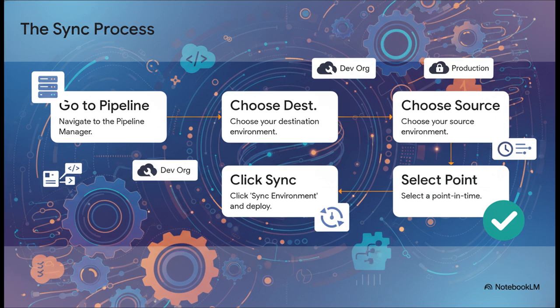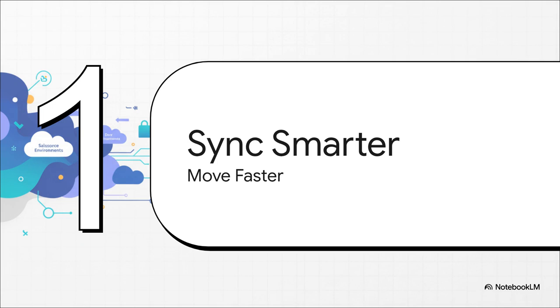You just hop into the pipeline manager, you pick your destination org, then you choose your source, let's say it's production. You select a point in time, and bam, Kapato automatically grabs all the relevant user stories. Then you just click Sync Environment. Seriously, that's it. So let's bring it all home. When you start syncing smarter, your entire team can finally start moving faster.